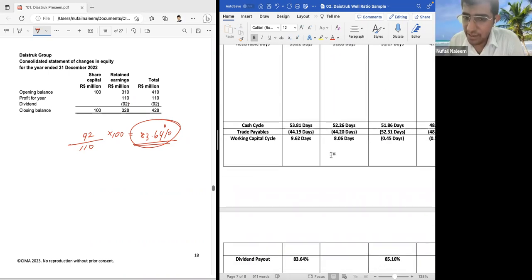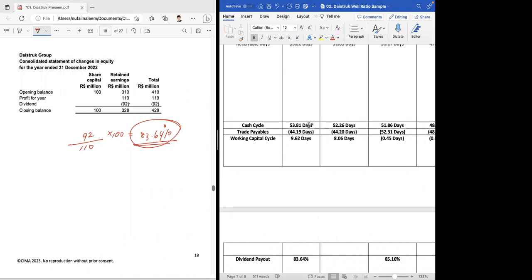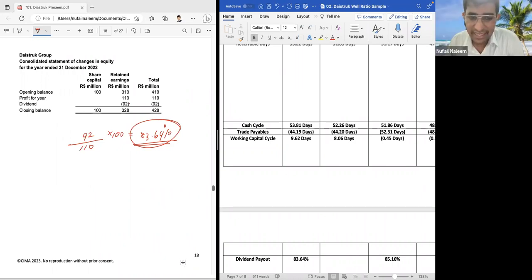Now you see here, in contrast, the cash cycle is 51.81 for our company, but our suppliers are asking their money back within 44 days. So effectively, we are having a working capital problem. Is that clear? Yes, sir. Thank you. Any other questions? No, sir. Thank you so much.